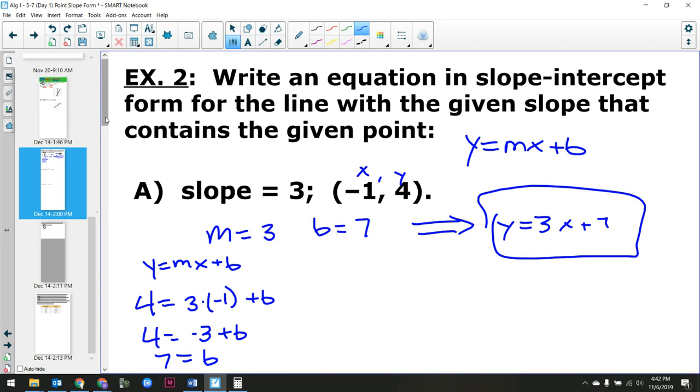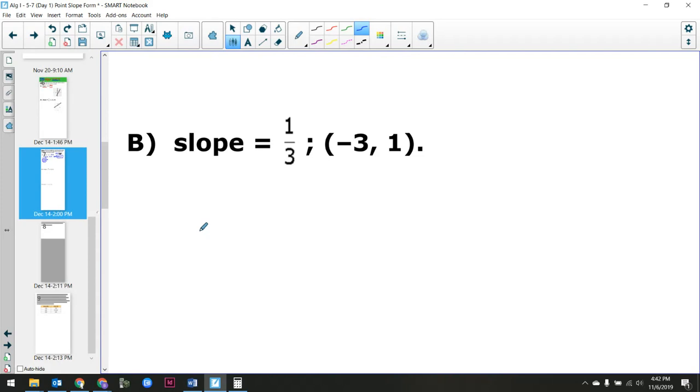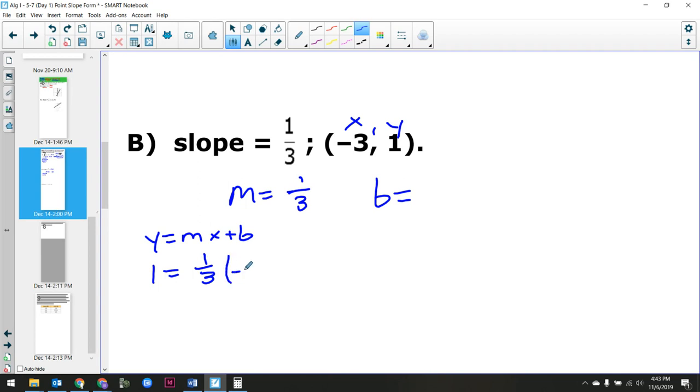Okay, let's try another one. I'm going to do a couple of these because these are kind of tricky. All right, the slope is 1/3, and I want to use point -3, 1. So my m is positive 1/3, and my b value I don't know yet, but I do know -3, 1. I do know x, y. So that means I have y equals mx plus b. My y value is 1. My m is 1/3. My x value is -3. And my b, I don't know yet.